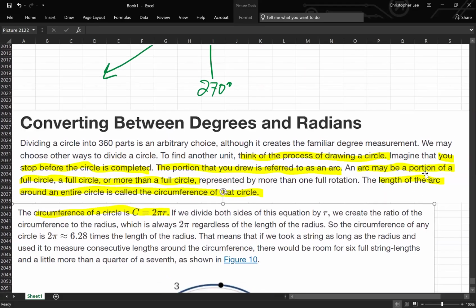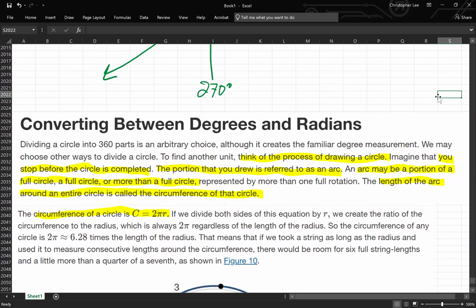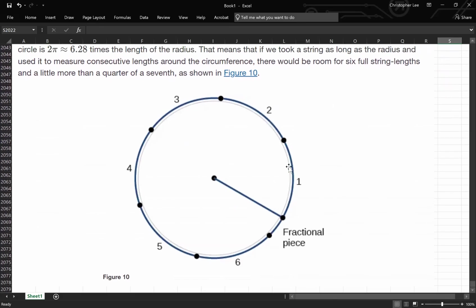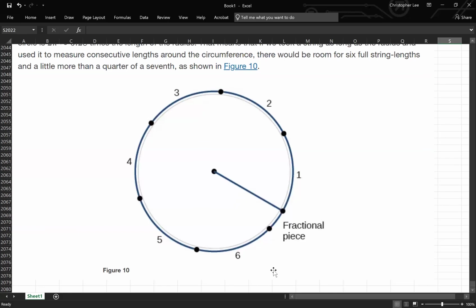All right, so the circumference of a circle is C equals 2 pi r, right? If we divide both sides of the equation by r, we create the ratio of the circumference to the radius, which is always 2 pi regardless of the length of the radius. So the circumference of any circle is 2 pi, which is something like 6.28. It's missing some decimals, but you guys get the idea, right? Times the length of the radius. That means that if we took a string as long as the radius and used it to measure consecutive lengths around the circle, there would be room for 6 full string lengths and a little more than a quarter of a seventh, as shown, right? So this is showing you how to derive the circumference. It would be about 6 pieces of string, and then divided by like 7 or something. It's interesting.